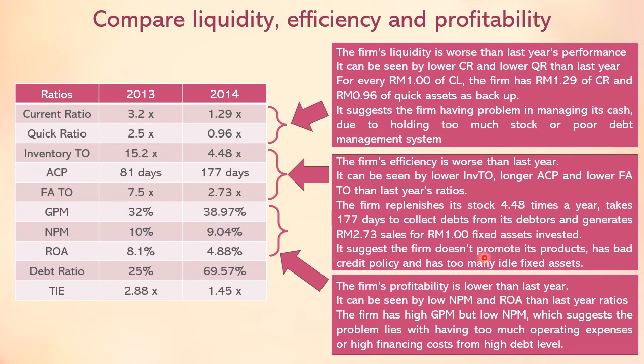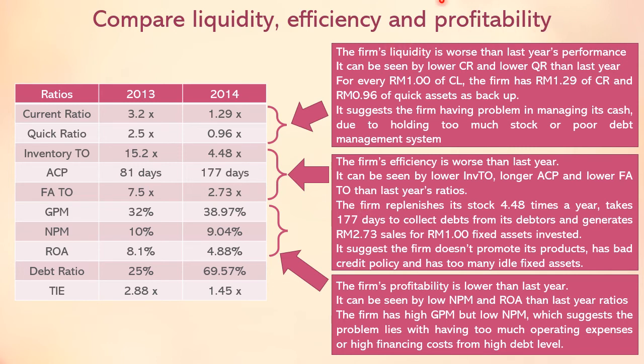It suggests that the firm doesn't promote its product, that's why low inventory turnover, has bad credit policy, that's why you have longer ACP, and has too many other assets. That's why your fixed asset turnover is too low.